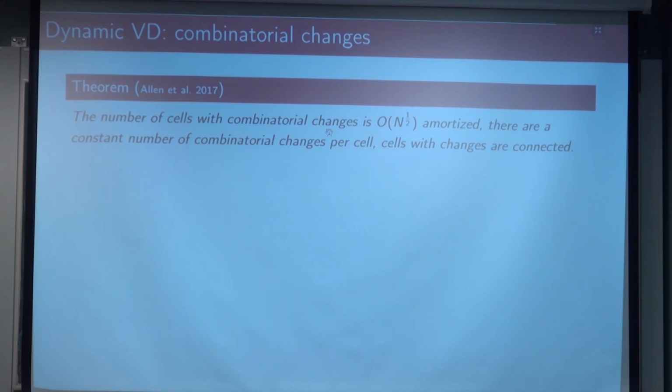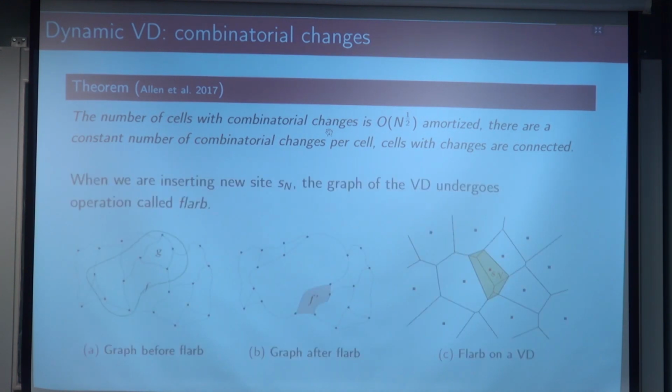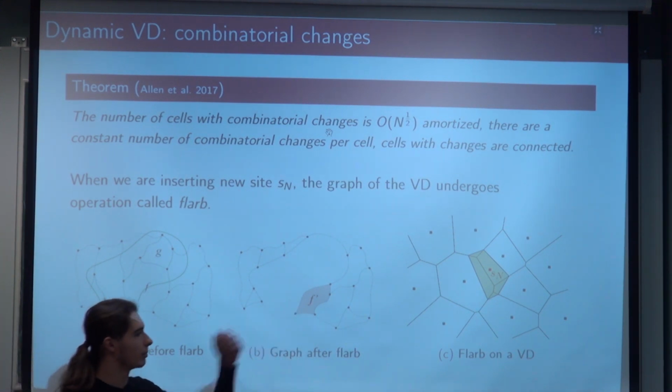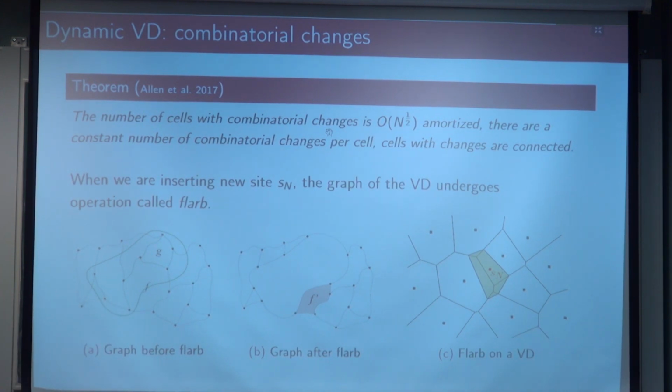Let us consider what really happens with the graph of the Voronoi diagram when we insert a new site into it. It undergoes an operation called flarb, which is basically when you replace the inside of a cell with just a blank space. So here you can see a flarb on a real Voronoi diagram after we inserted the site, and its cell is highlighted in yellow. And our point is to implement the flarb as fast as we can, not doing unnecessary work.